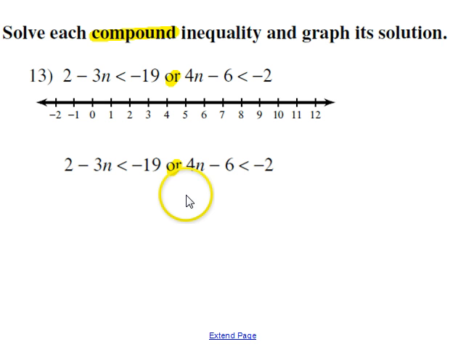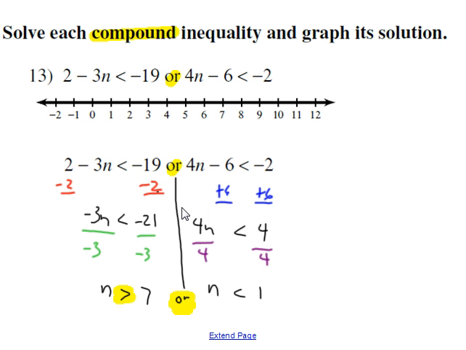But the important thing to remember, when you have an or inequality, your graph is going to have an opening in the middle. It's going to have a left piece, a right piece with a gap or opening in the middle. So think opening and or, those go together. Left and right side, solving them both.